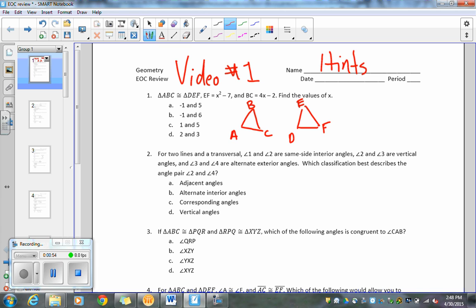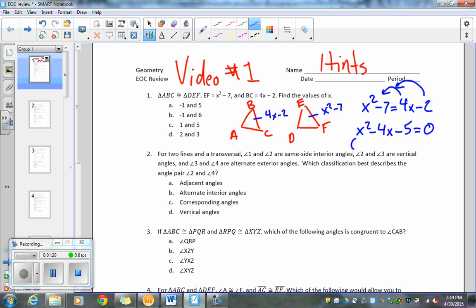All right, so let's talk about what's going on. EF, which is right here, is congruent to BC. So EF, which is x squared minus 7, and BC, which is 4x minus 2, are congruent, which means I'm setting them equal to each other. So x squared minus 7 is equal to 4x minus 2. This is going to be a quadratic equation setup. So I'm going to bring the 4x over here, negative 2 over here. I get x squared minus 4x minus 5 is equal to 0.